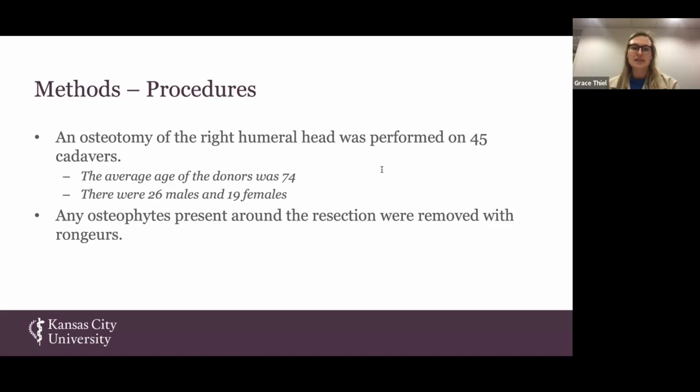The average age of the population was 74, and it's important to note that research on shoulder replacements in general puts the average age at around 70 for people who get this procedure. Different sources report different averages, generally between 60 to 80. Some sources cited 70, some cited 72, but our average age was pretty close to that. So this is pretty applicable to what we intend to look at and assess. There were 26 males and 19 females in this population. Upon osteotomy, if any osteophytes or bony enlargements were present around the resection, they were removed with Rongiers.